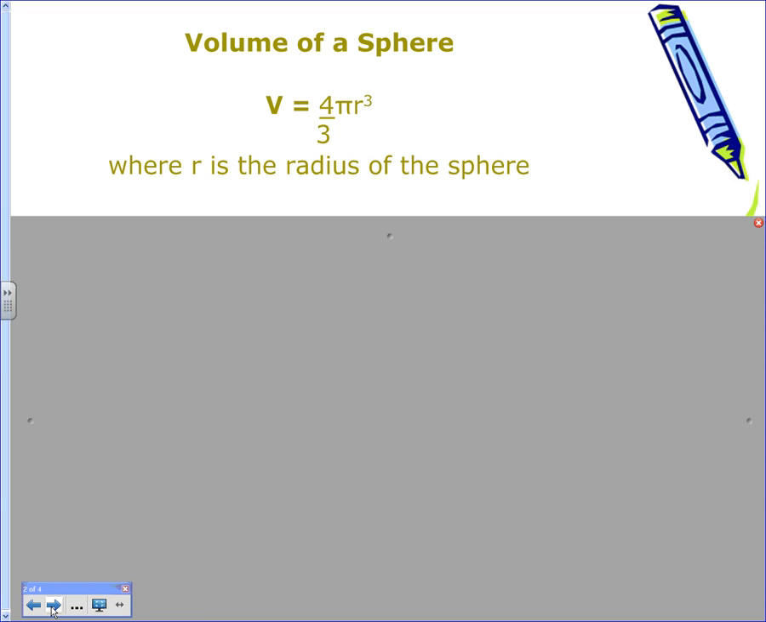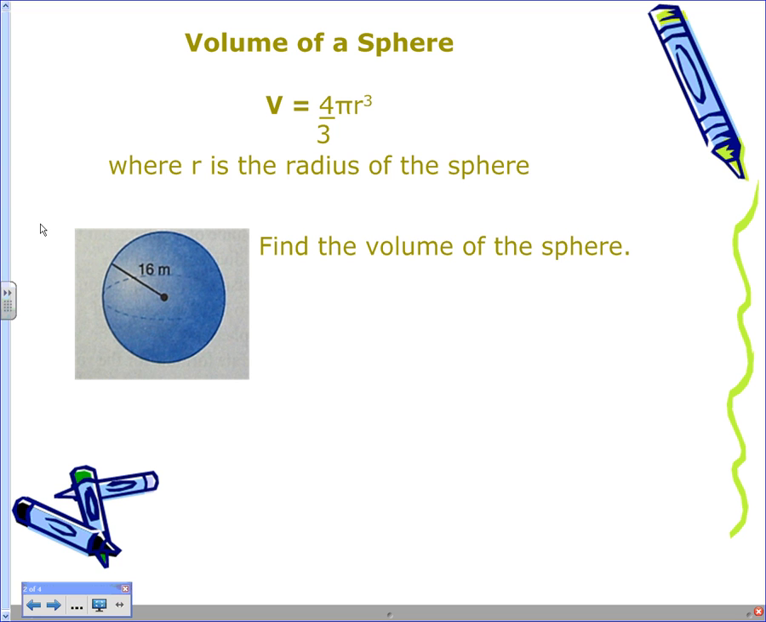Alright, so the 4/3, the one with the 3, and the r cubed, those are in the same formula. So 4 pi r squared, 4/3 pi r cubed. Does that make sense? The two 3's are in the same formula? Okay, looking at this sphere, it wants us to find the volume of the sphere. Yes, that is a 16 m.